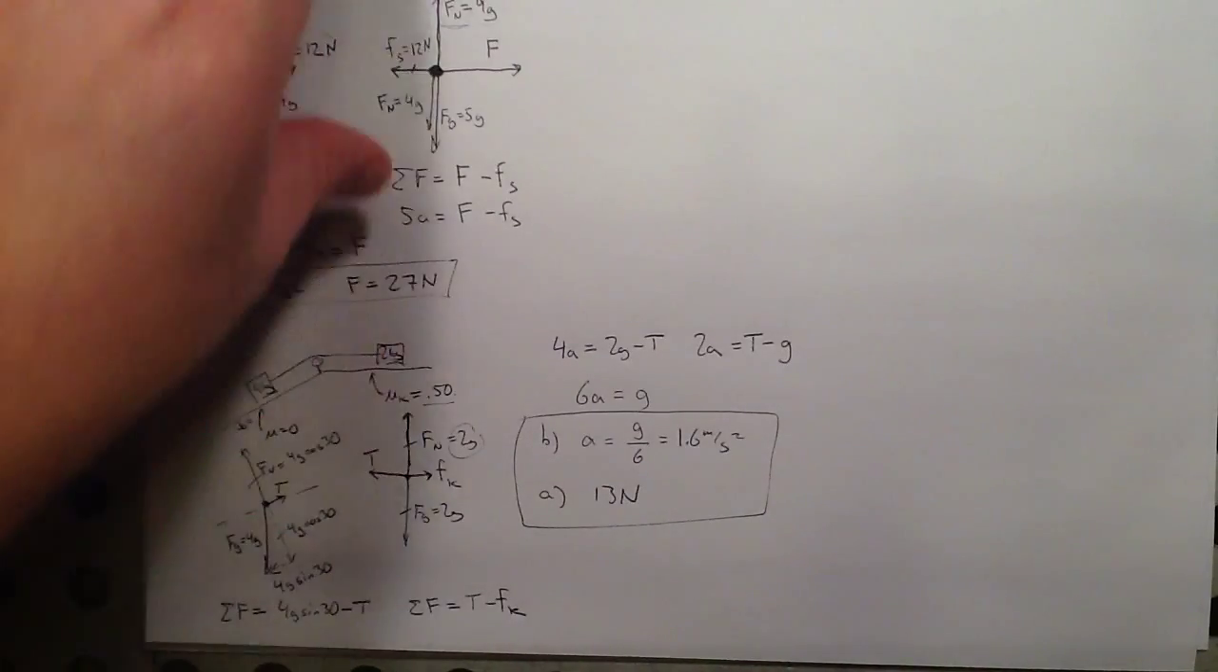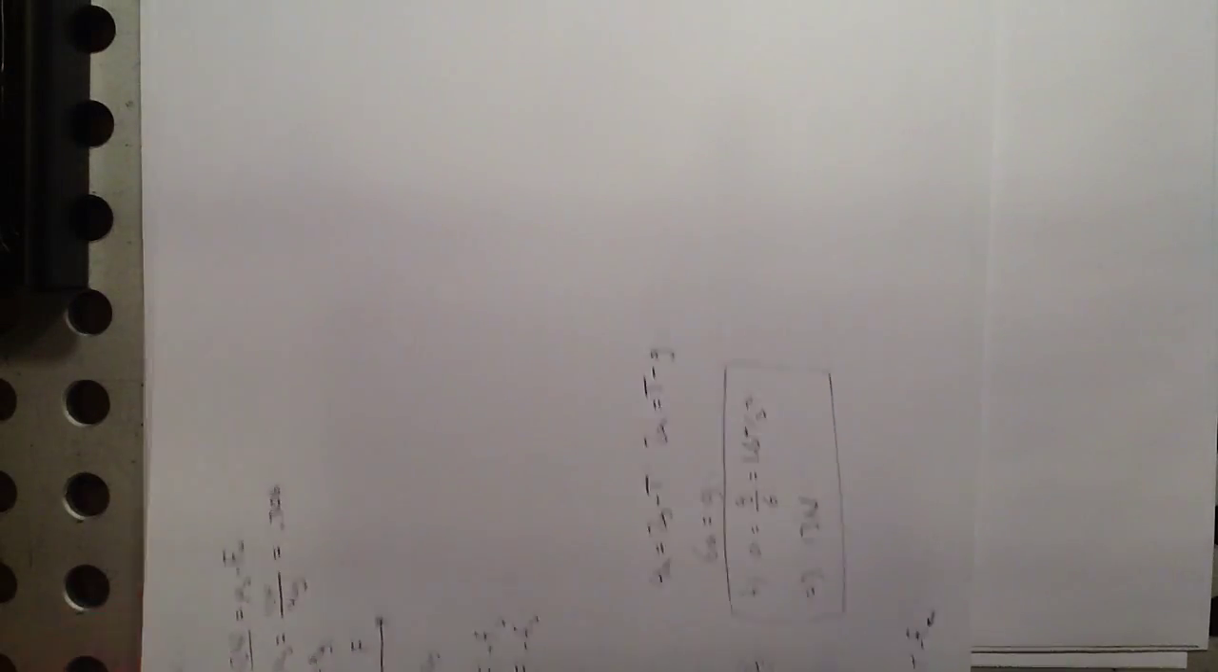Cool. All right, let's do that. Let's just use a new piece. No, let's use the back of this. 87 next.